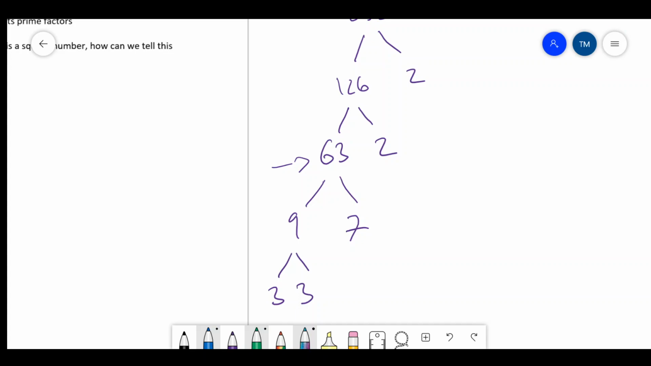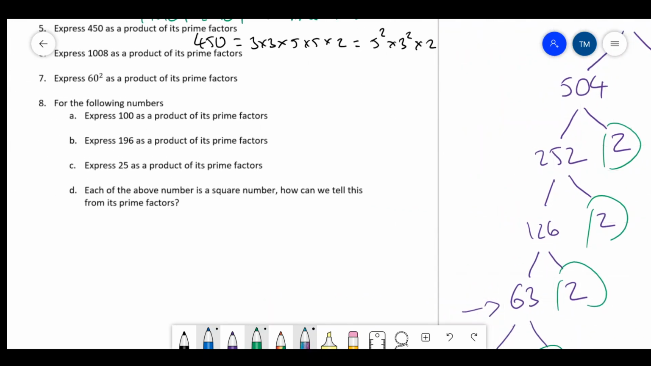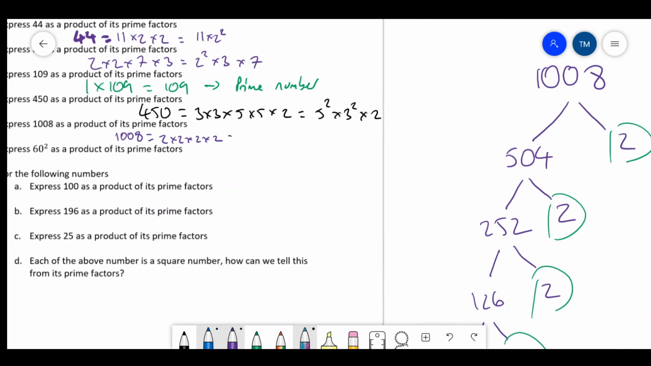So we can see that the prime numbers here are 3, 3, 7, and then we've got 2, 2, 2, and 2. So if we were going to write the result for this one, 1008 is equal to 2 times 2 times 2 times 2, which is 1, 2, 3, 4 2s, times 7, and 2 3s. Oops, times 3, and we can say that's the same as 2 to the power of 4 times 3 squared times 7 as a result.